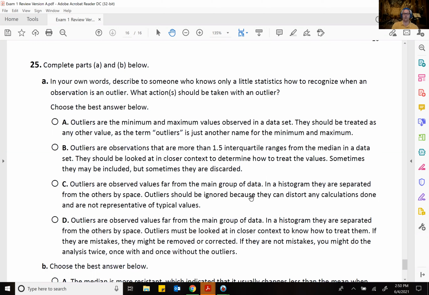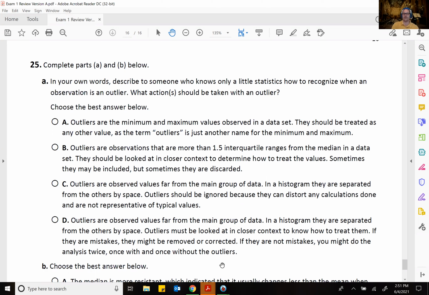Outliers should be ignored. We don't ignore outliers. We want to investigate outliers. Outliers show us something that could have been a mistake that we could correct. And if they're not mistakes, then it gives us a chance to look at our data in two different ways. So we don't ignore outliers. That's why C is wrong.